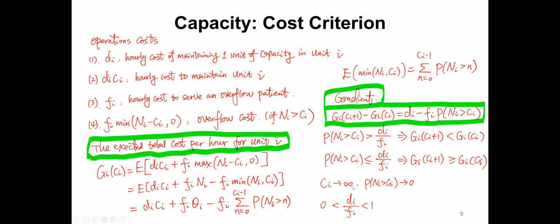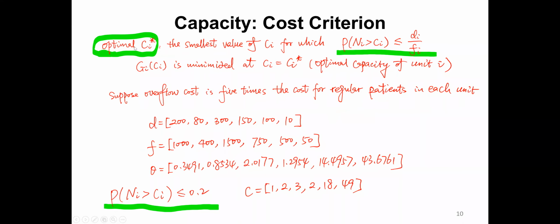So when Ci goes to infinity, the probability of Ni greater than Ci goes to zero. And we know that the overflow cost is much higher than the hourly cost under the capacity. So this ratio is between 0 and 1. Now based on the gradient, we will be able to get the optimal Ci star. This is the smallest value of Ci for which probability Ni greater than Ci is less than Di over Fi. So this cost will be minimized at this optimal capacity of unit i.